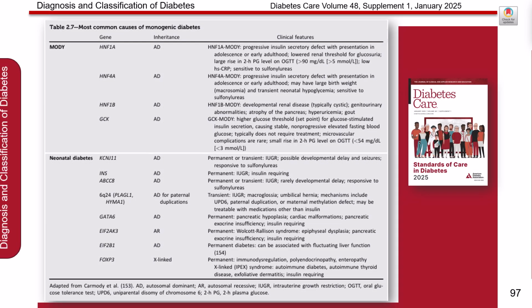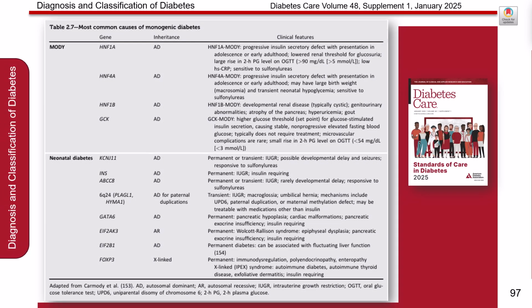Table 2.7. Most common causes of monogenic diabetes. Type: maturity onset diabetes of the young, MODY. Gene: HNF1A. Inheritance: passed down from one parent. Clinical features: progressive decline in insulin production, appearing in teenage years or early adulthood. Lower kidney threshold for glucose excretion in urine. Large increase in blood sugar levels 2 hours after consuming glucose. Low levels of a specific inflammatory marker in the blood. Responds well to a type of medication that stimulates insulin release.